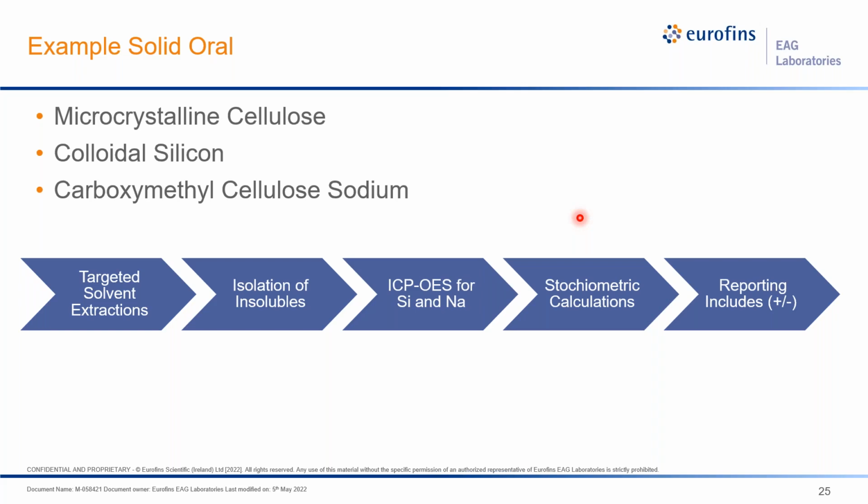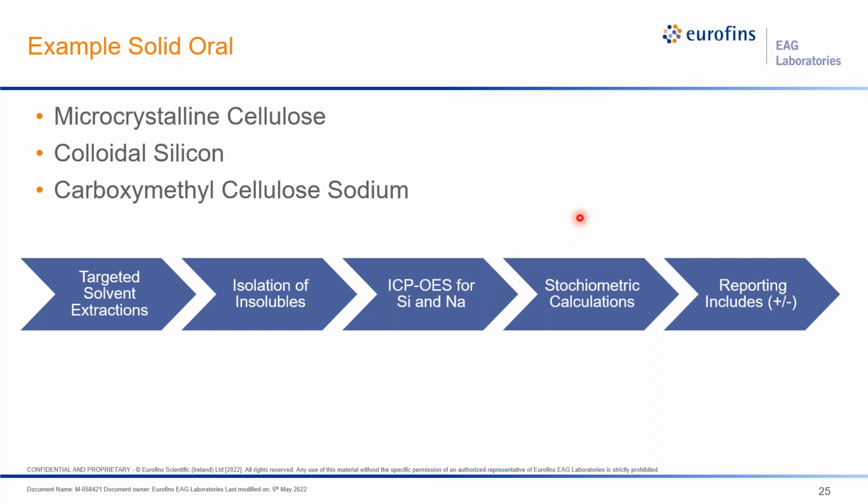Now, the nice thing here is colloidal silicon: if we run a standard alongside, we can quantify silicon in the standard, and now we know how much silicon is attributable to colloidal silicon in the RLD, and we can back that out. So finally, we're just left with microcrystalline cellulose and carboxymethylcellulose sodium.